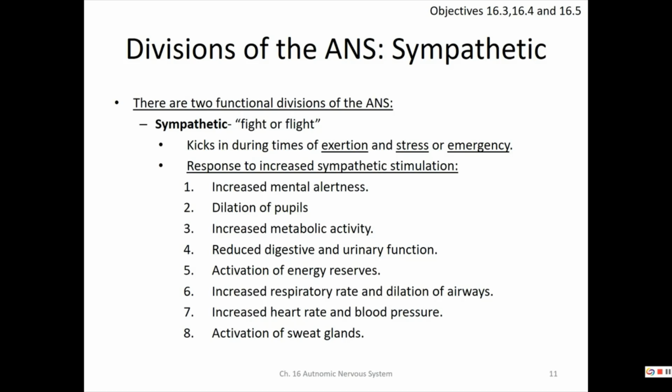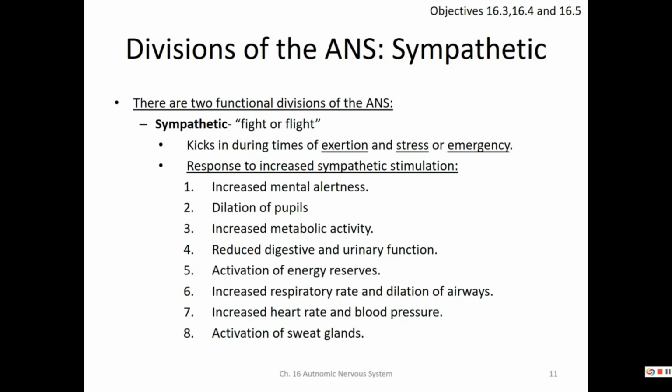Increased metabolic activity. This is why people who take a lot of stimulant drugs like crystal methamphetamine, MDMA, if you're talking about things like ecstasy, amphetamines, these are things that increase metabolic activity. People who have died on some of these amphetamines, the heart gives out, things like that. Reduce digestive and urinary functions.